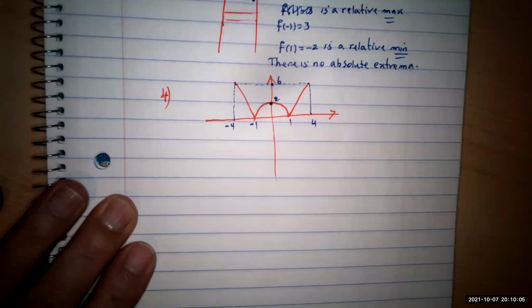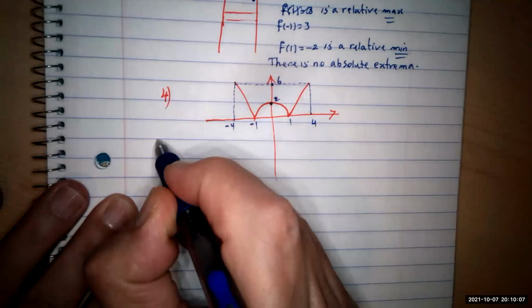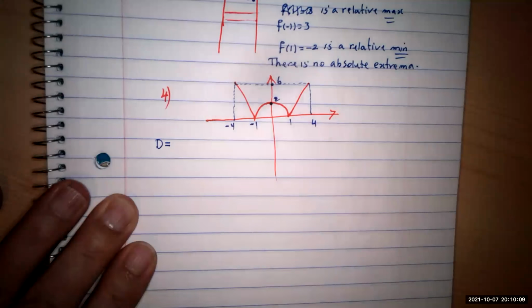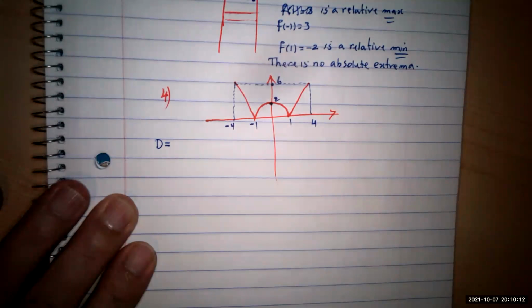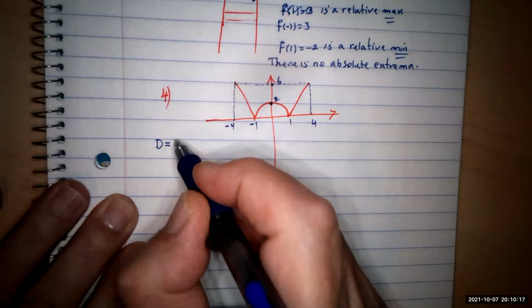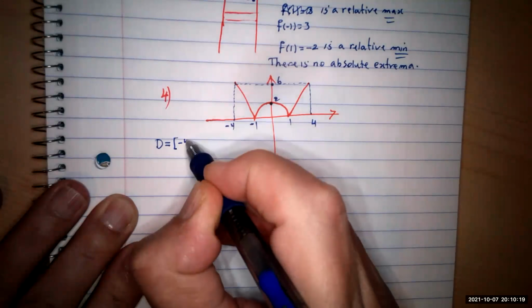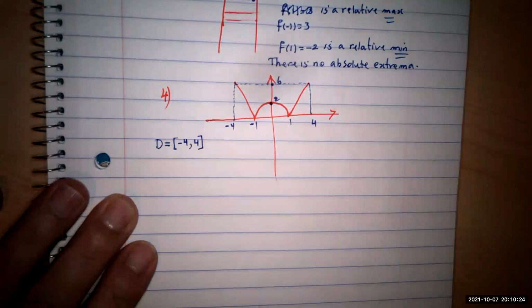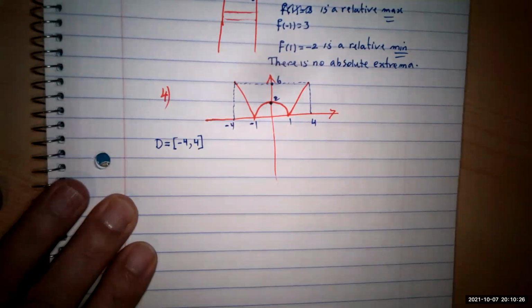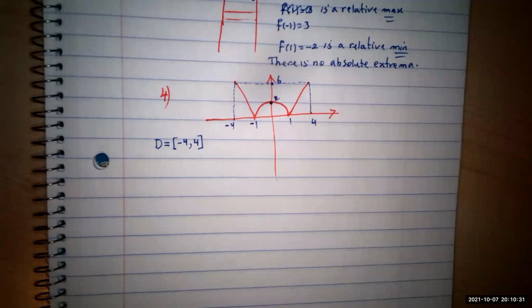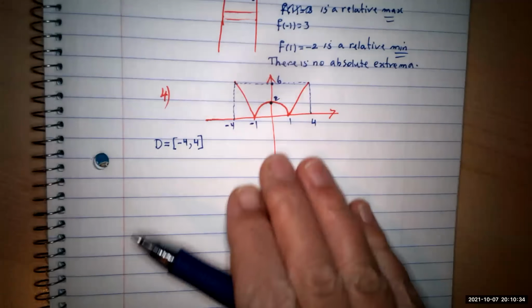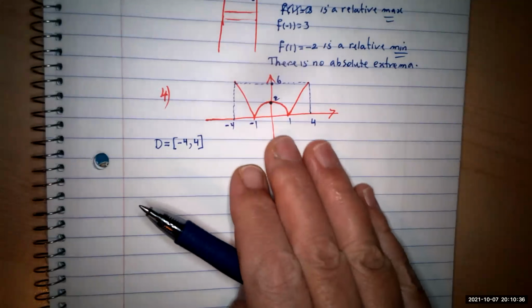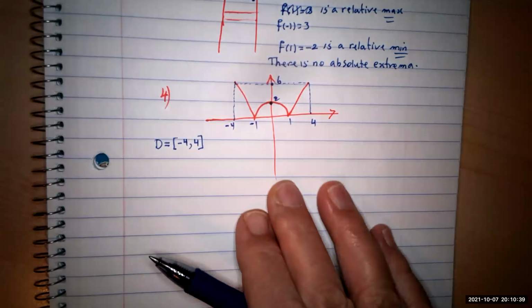Let's check. What's the domain of this function? How far can you go to the right and to the left? [-4, 4] with a closed bracket. That's it. So that tells you that you are going to have an absolute max and absolute min when we close it. Okay, now those numbers, the max and the min. Look at the situation for the function. There is nothing below the x-axis.